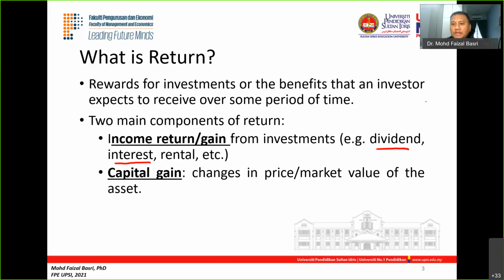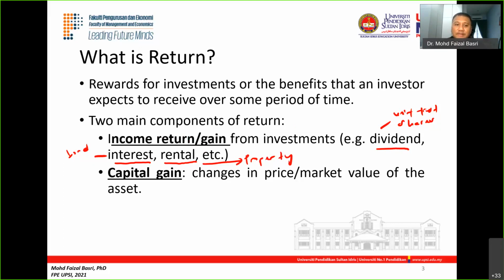Yes, for dividend, an investment trust or your investment in shares, for example, will give you dividends. But interest, for example, can come from bond investment. And if you invest in property, your return might come from rental. Okay, monthly rental. So this is from property. So all of these are considered under the income return section, the type of returns which are generated from your investment.